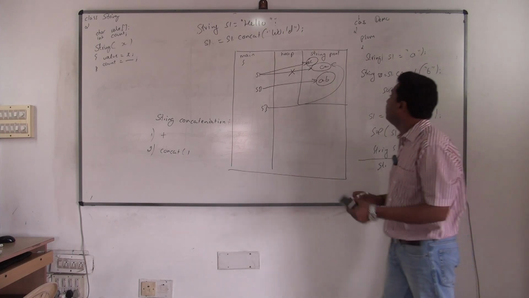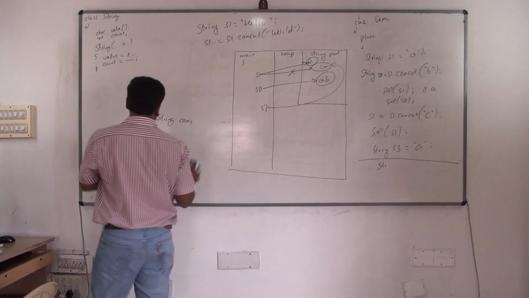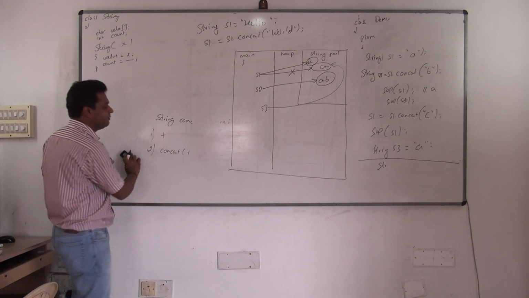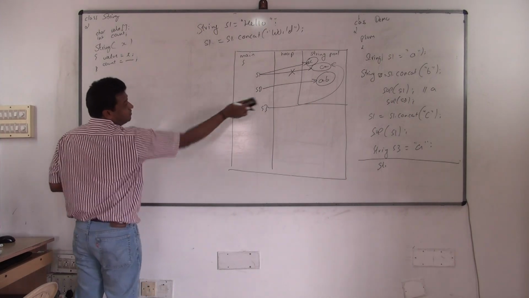Okay. Where will I write it now? Okay, I'll do it here. So I'm going to the second one now. String concatenation can be done in two ways. One with the plus operator, other with the concat method, which I showed you just now.